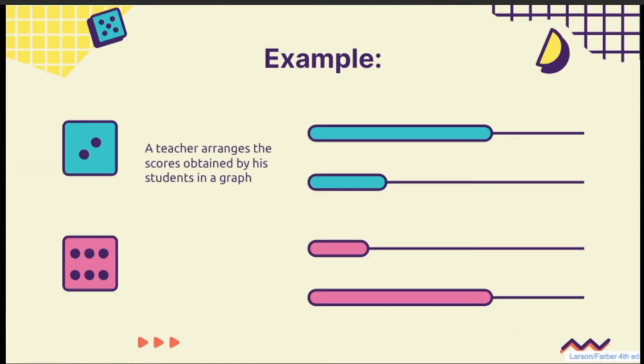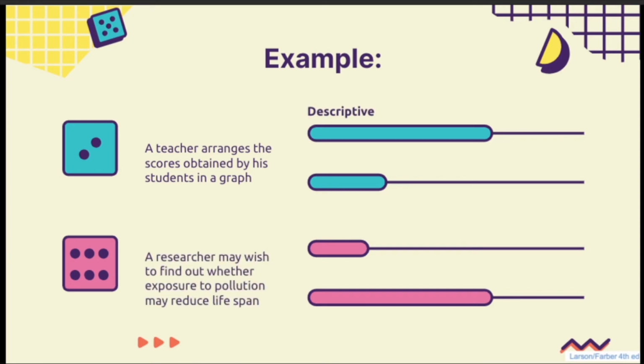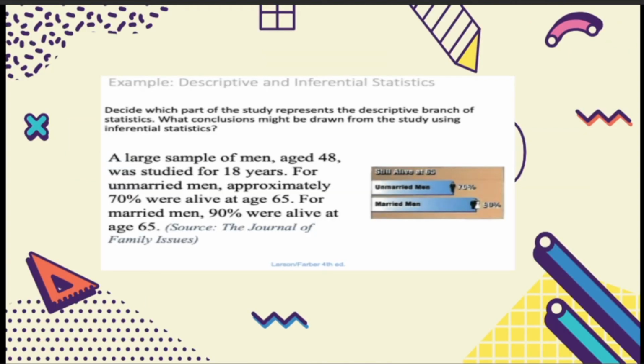So let's have an example. A teacher arranges the scores obtained by his students in a graph. Take note of the graph. Is this descriptive or inferential? It's descriptive. Next one: a researcher may wish to find out whether exposure to pollution may reduce lifespan. It derives a conclusion, so this is inferential.